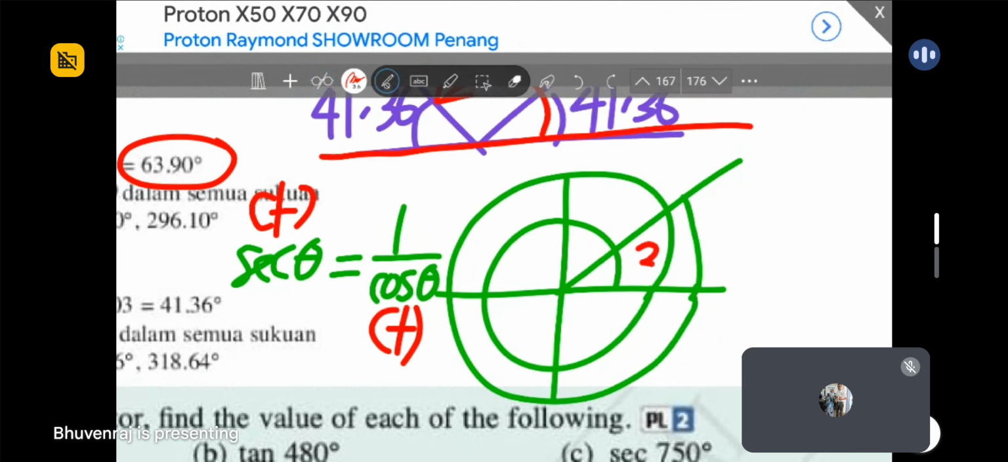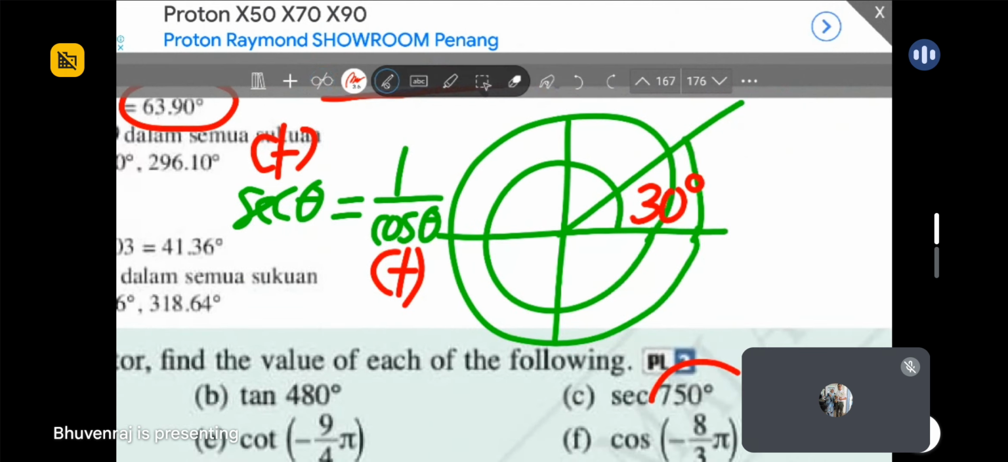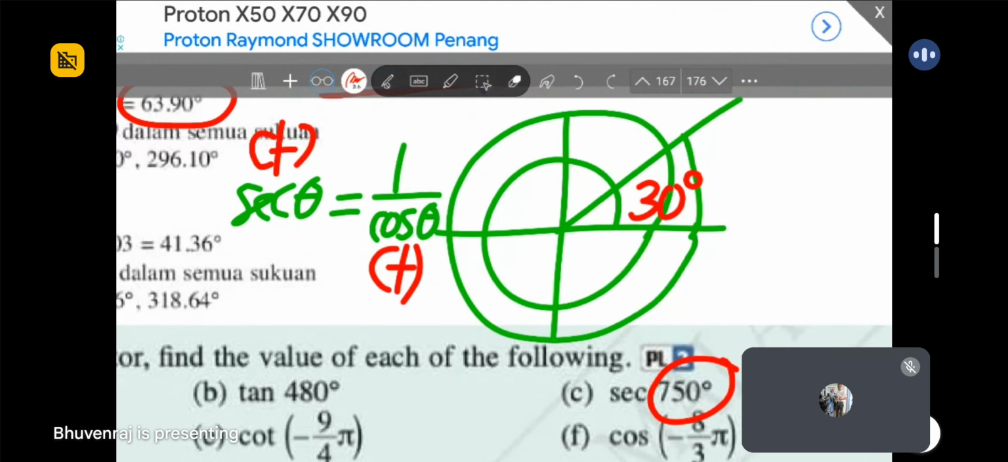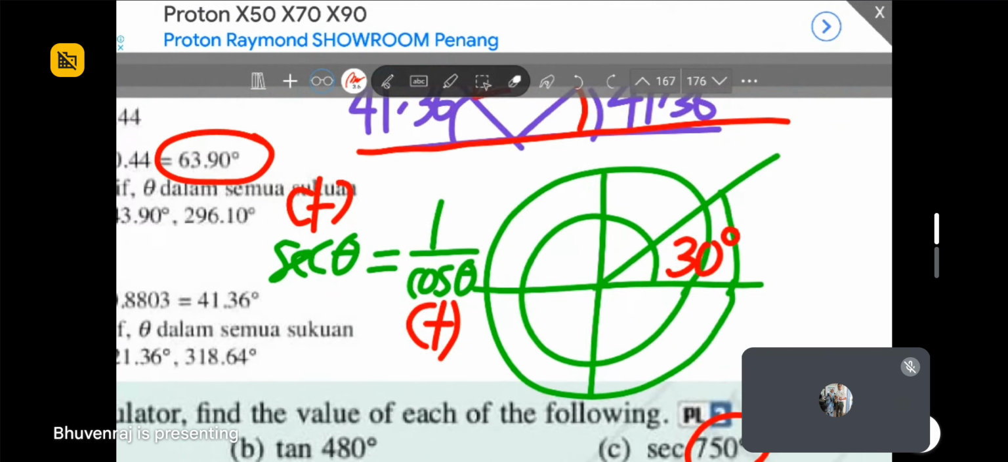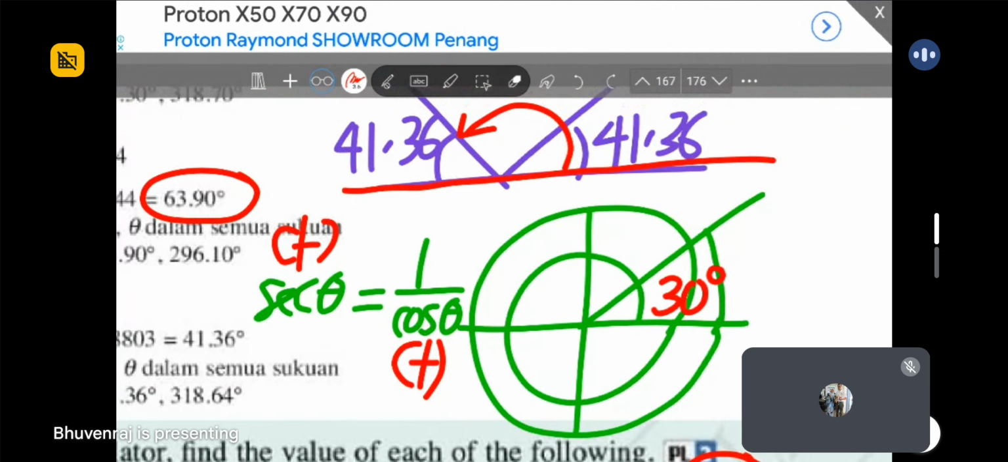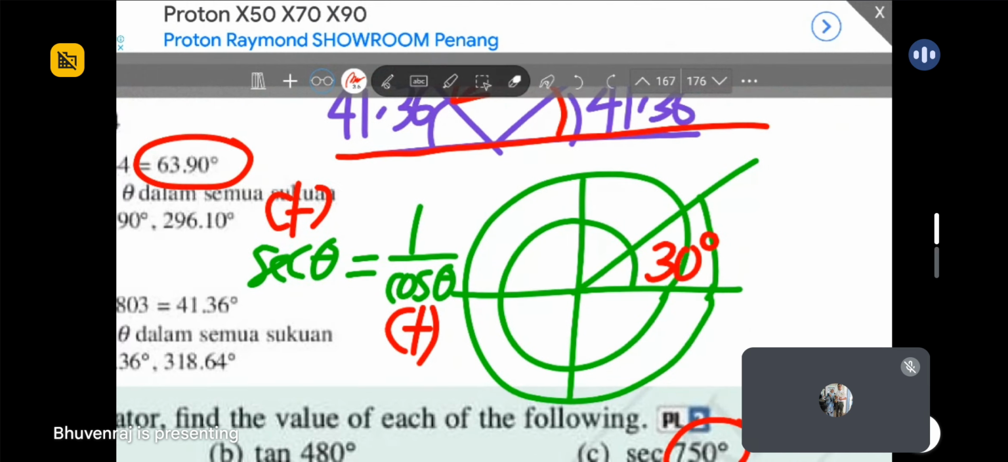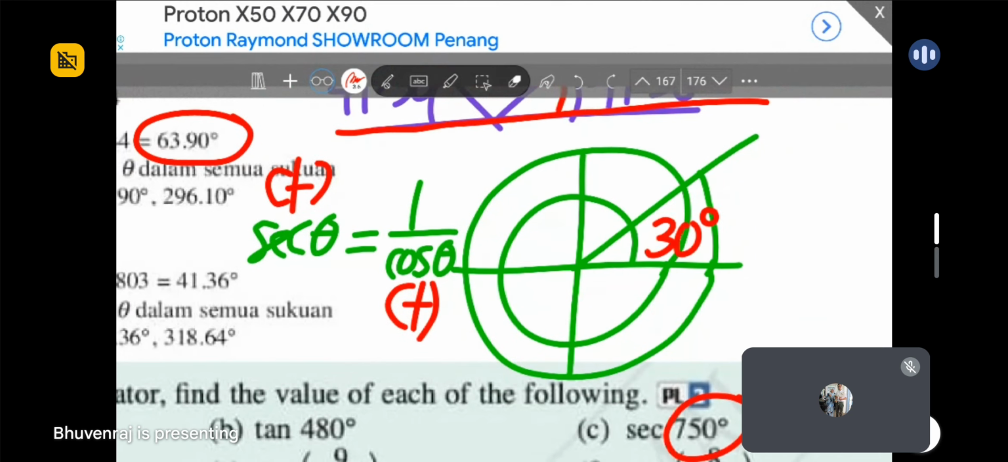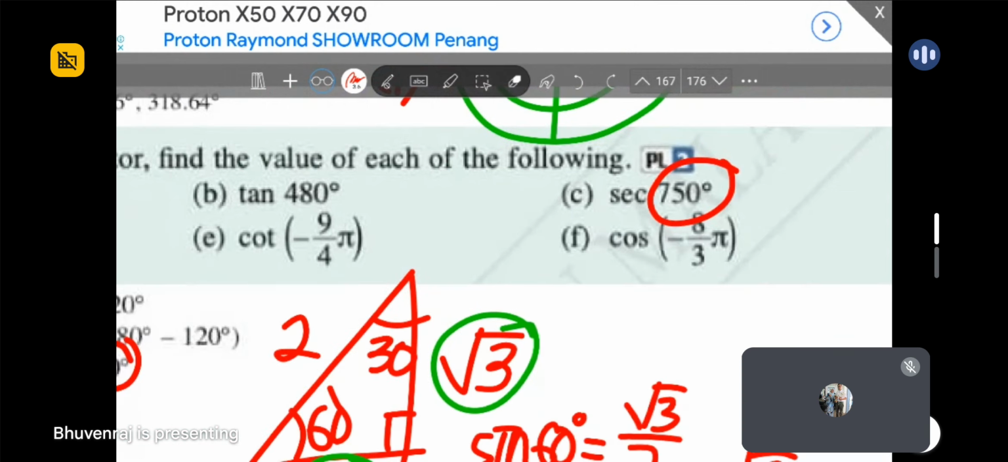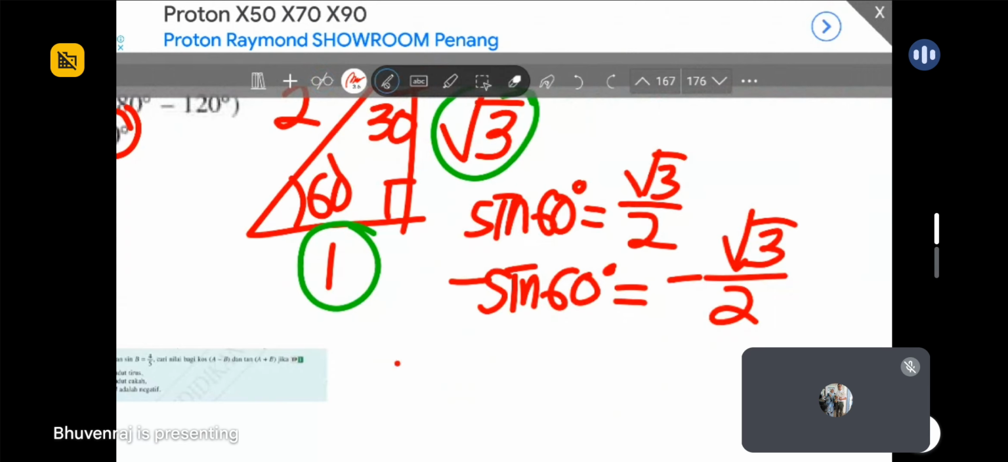Okay, and your reference angle is 30 degrees. 30 darjah. So that you can get a total of 750 degrees. So you just need to find secant 30. So secant 750 equals secant 30. Itu saja. Alright, so you just need to basically check first the symbol, your sign, tanda, positive or negative. Second, check the reference angle, so rujukan. That's all.